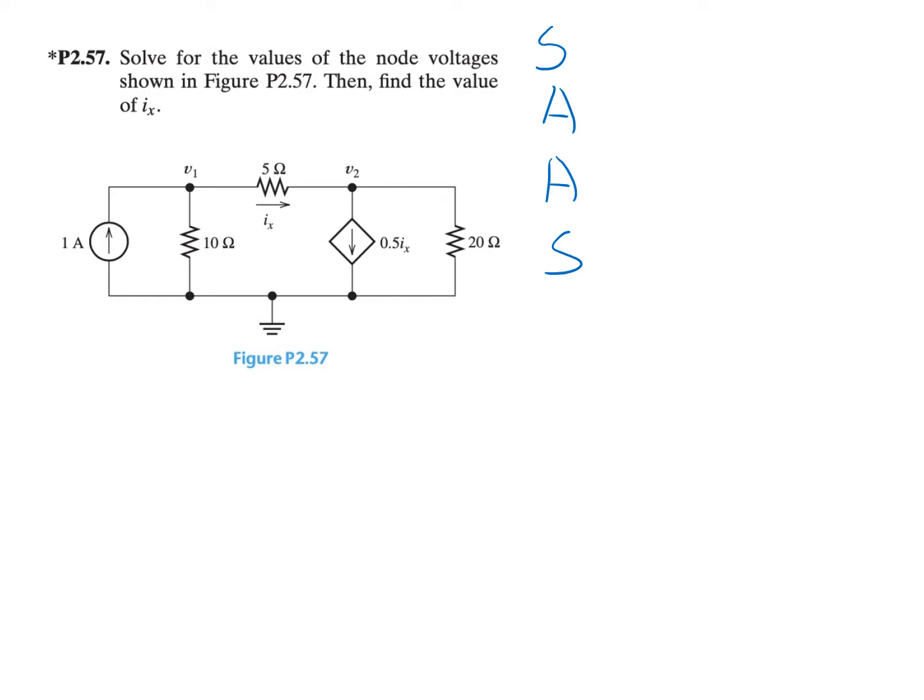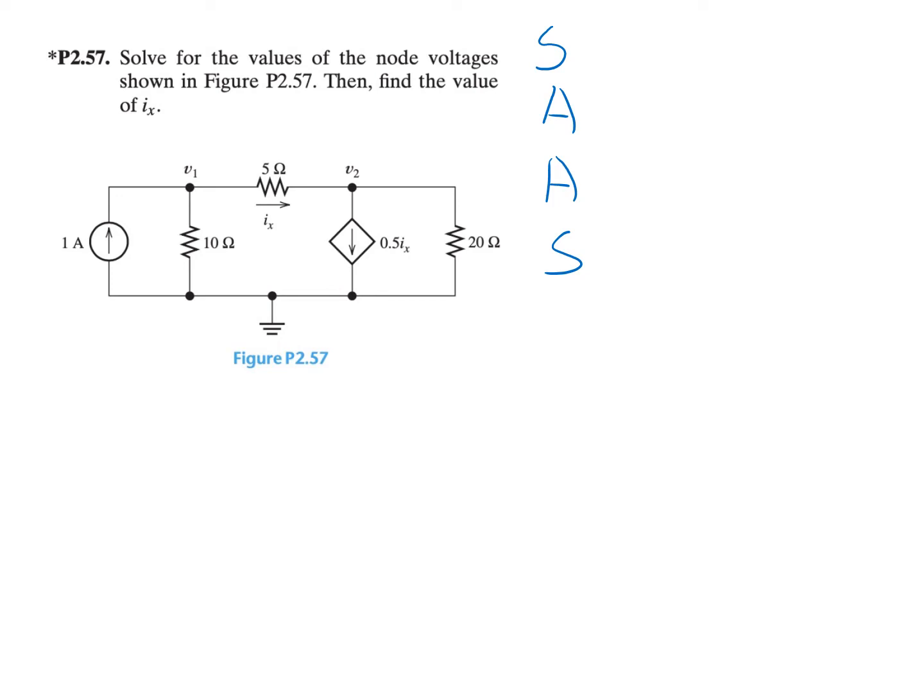The second step is to assign the node voltage that we are going to solve. The third step is to apply KCL. We apply KCL to all the non-reference nodes. That's the n-1 essential nodes. The last step is to solve the system of equations, the equations of KCLs.